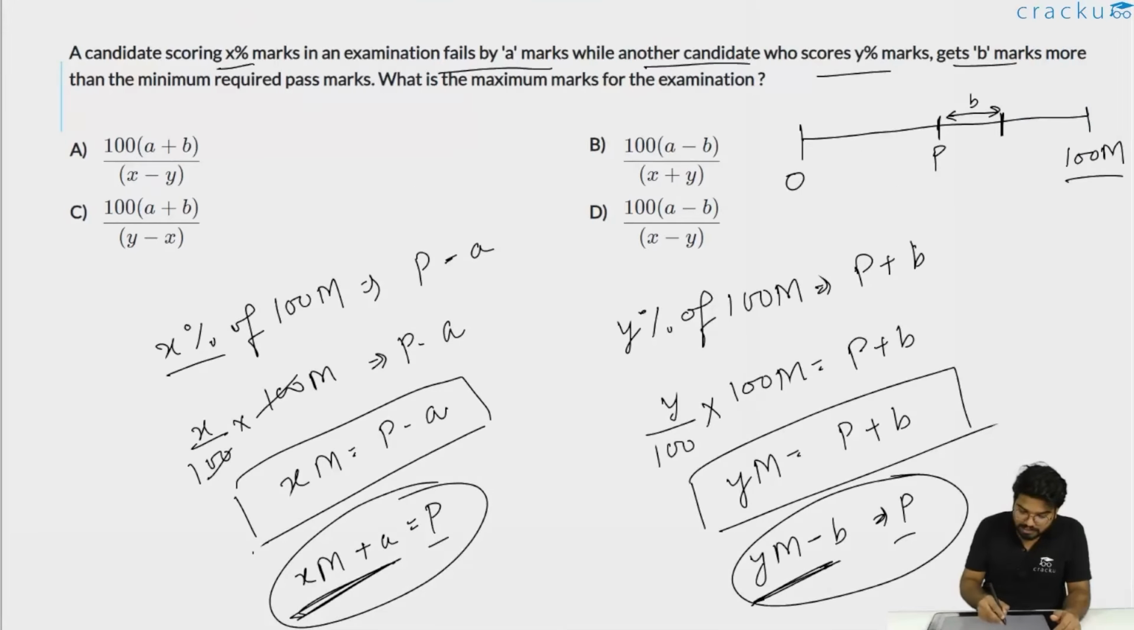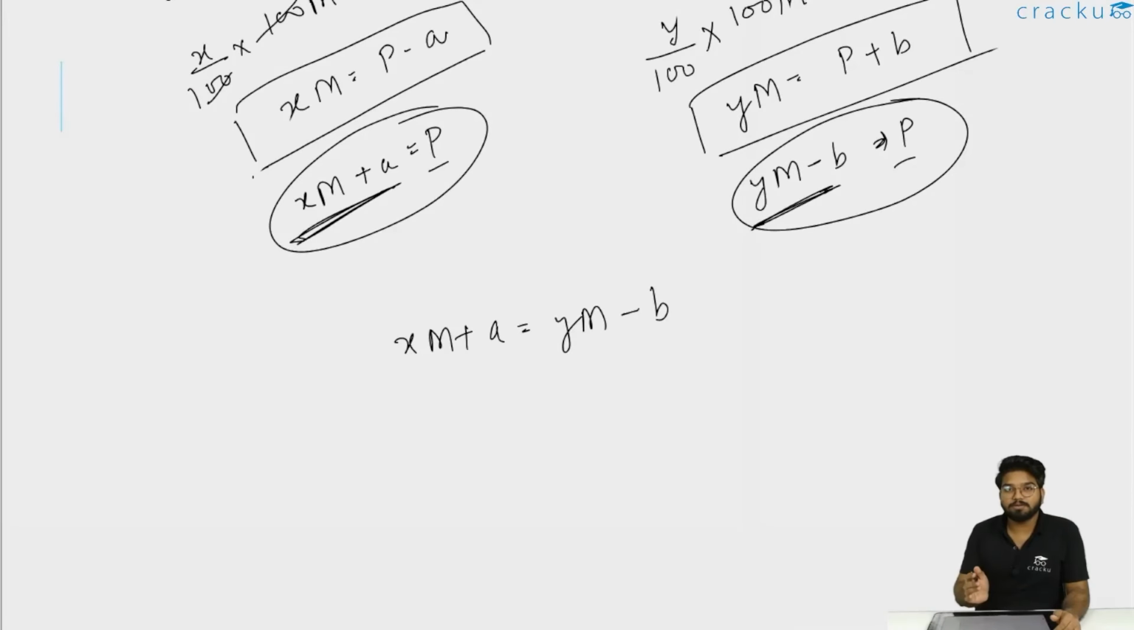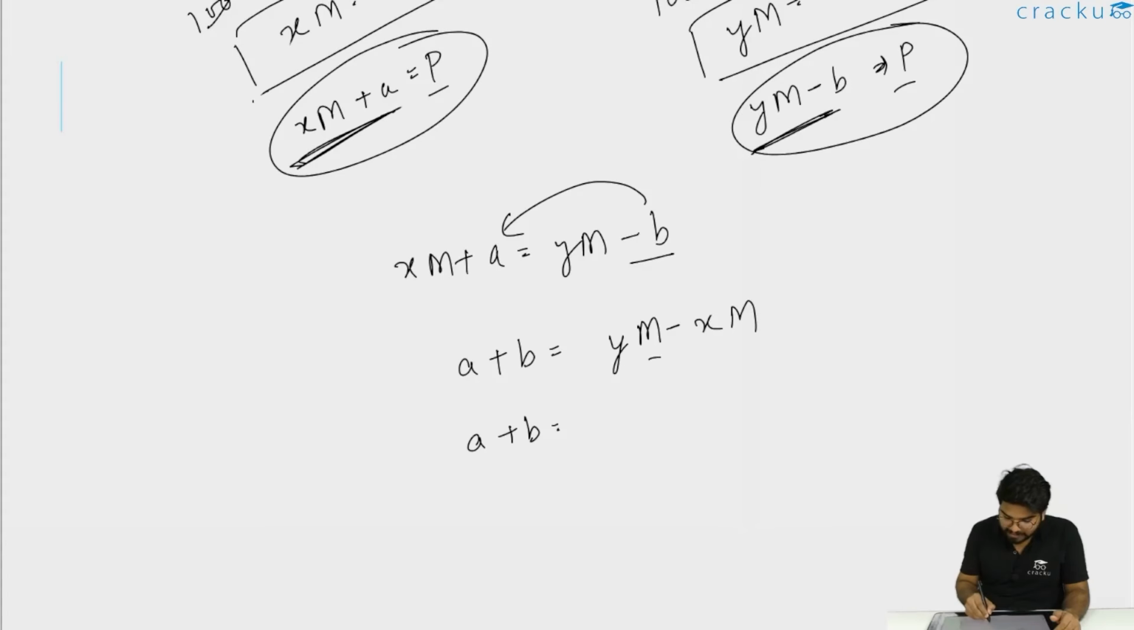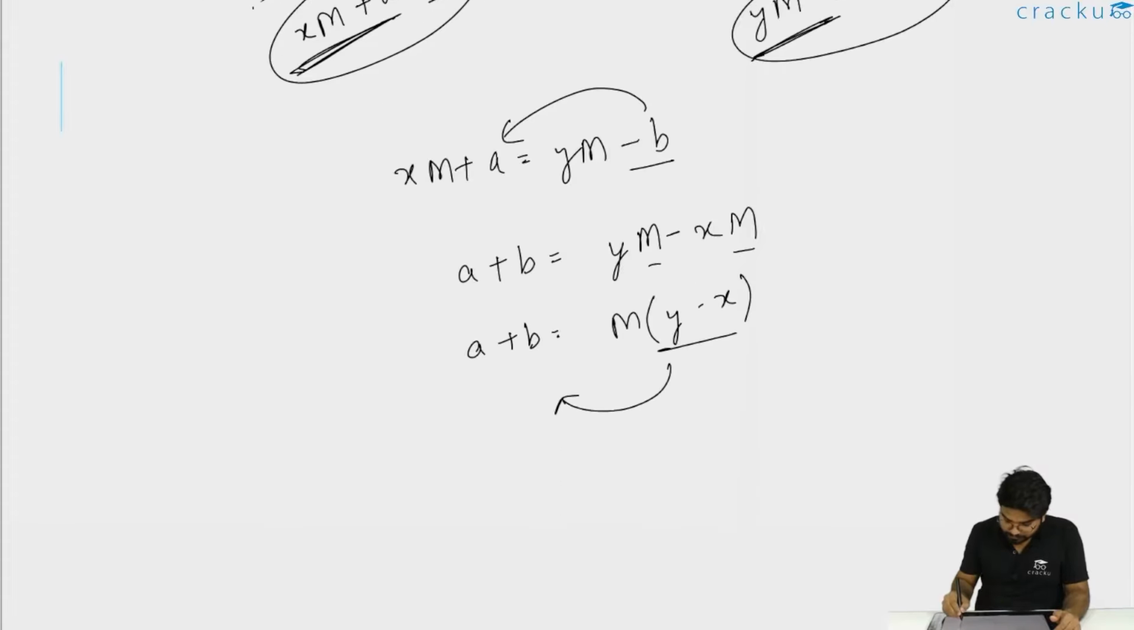Let's check what we are asked. We are asked maximum marks, that is 100m. 100 is a constant, so we need to find the value of m. Okay, so we will take the values which have m to one side. So xm minus, or we can do it the other way, that is A, this can come here, plus B is equal to ym minus xm. Or we can say A plus B is equal to, taking m common, y minus x. We can take this to the other side, that is A plus B divided by y minus x is equal to m. This is the value we have got for m.